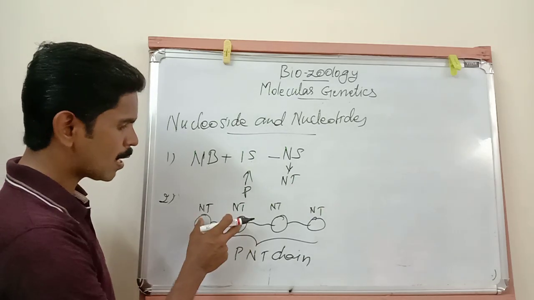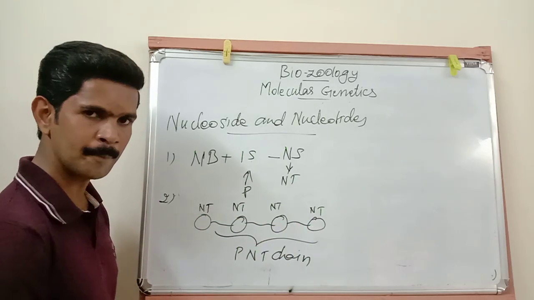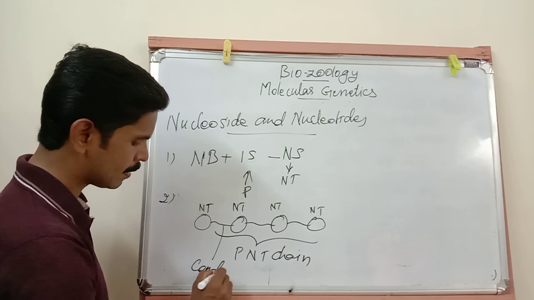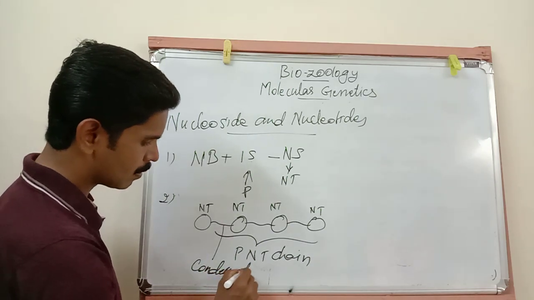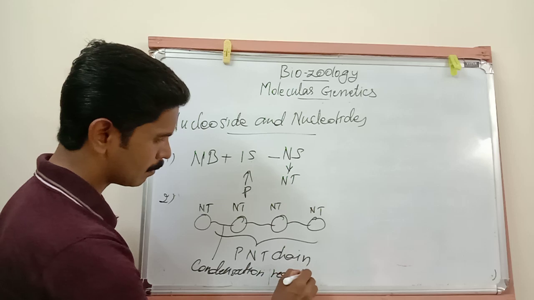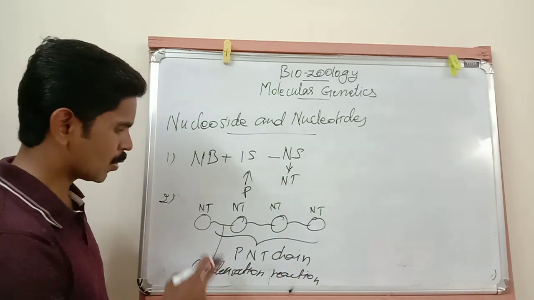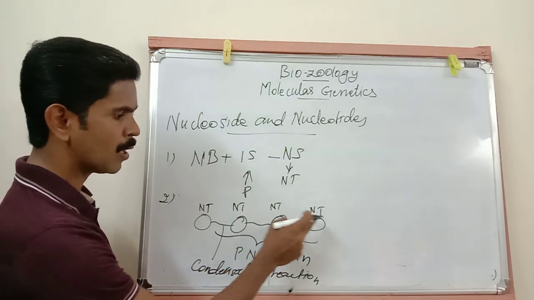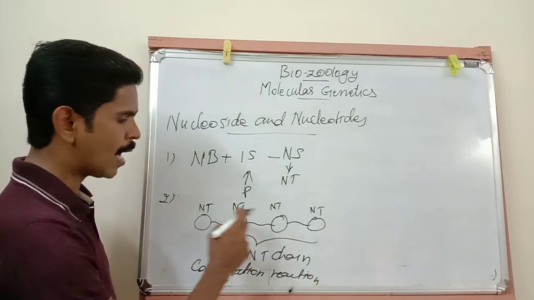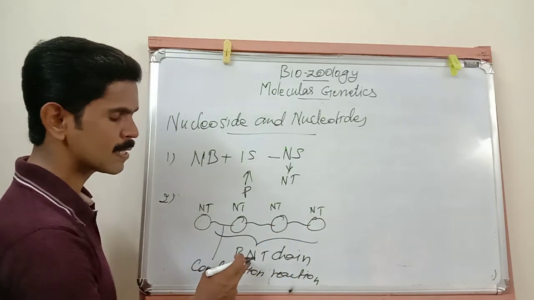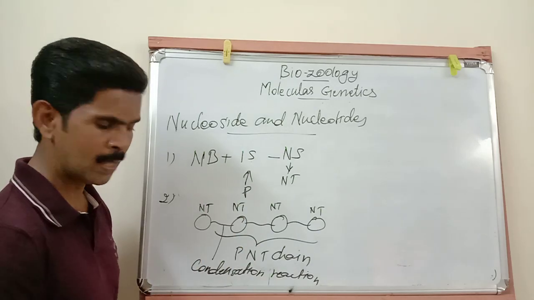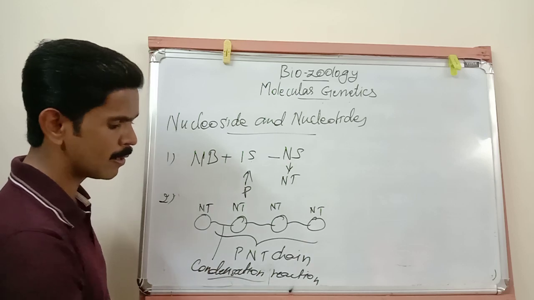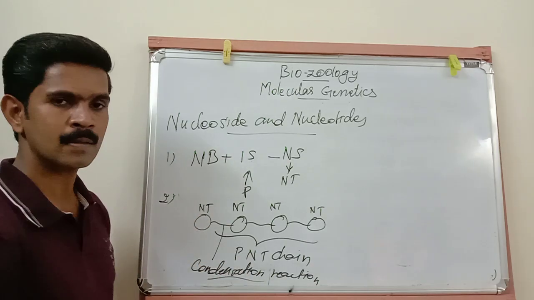Then, the nucleotides present in a polynucleotide chain are connected by a reaction. It is called condensation reaction. Understand all of you? So, the second point about this nucleoside and nucleotide is many nucleotide molecules are linked together and forming a chain-like structure. This chain-like structure is called polynucleotide chain. And these nucleotide molecules are linked together by a reaction. This reaction is called condensation reaction. So this is the second point.